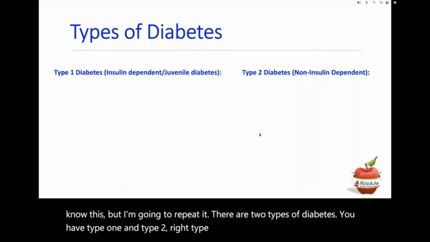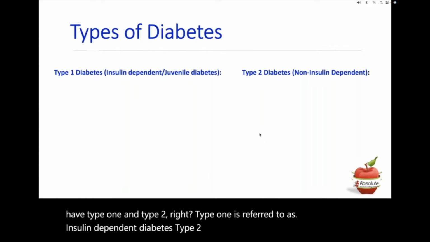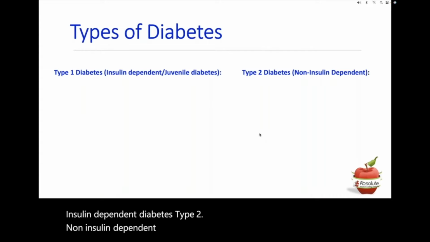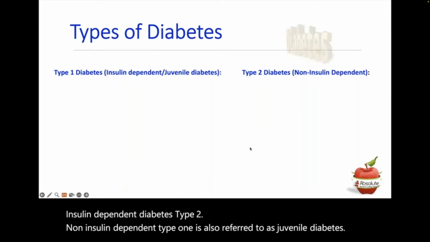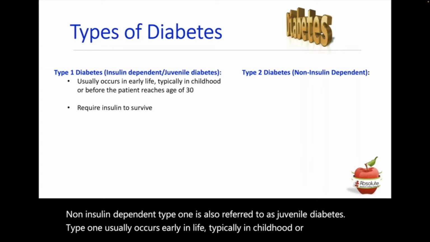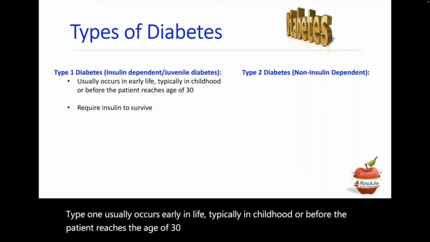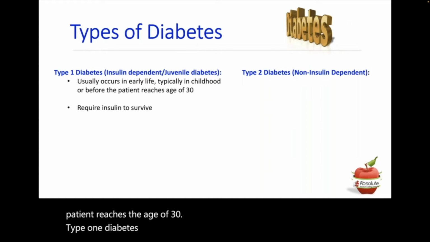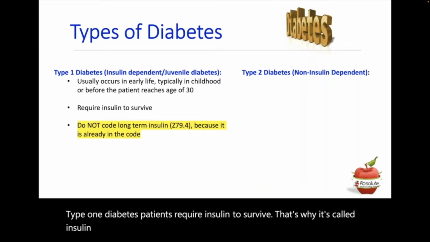Type 1 is referred to as insulin dependent diabetes. Type 2, non-insulin dependent. Type 1 is also referred to as juvenile diabetes. Type 1 usually occurs early in life, typically in childhood or before the patient reaches the age of 30. Type 1 diabetes patients require insulin to survive. That's why it's called insulin dependent.